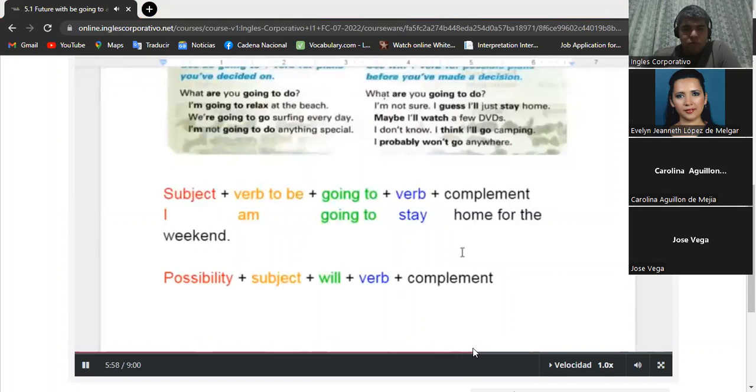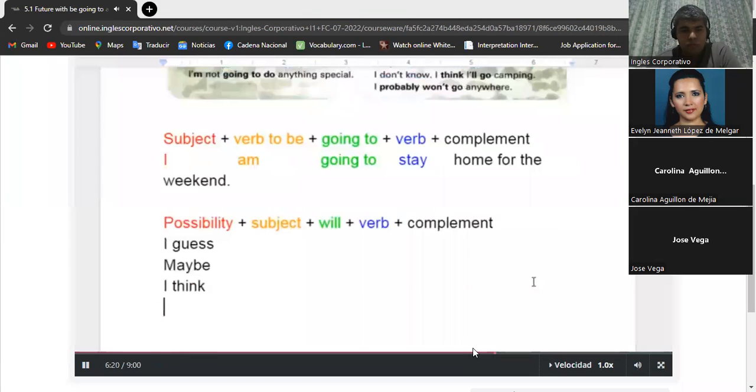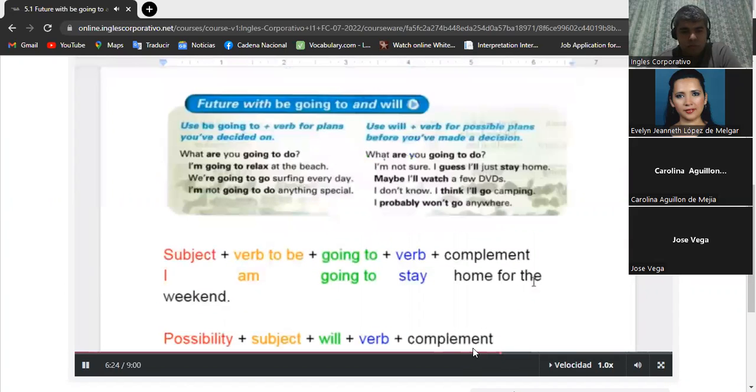So in order for me to express those ideas, what I want to do is have some sort of possibility, if you will. All right. And so what do I mean by that? Well, the expressions such as I guess, the expression maybe, the expression I think, the expression I probably, okay? And so that's what I want you to notice here, right?